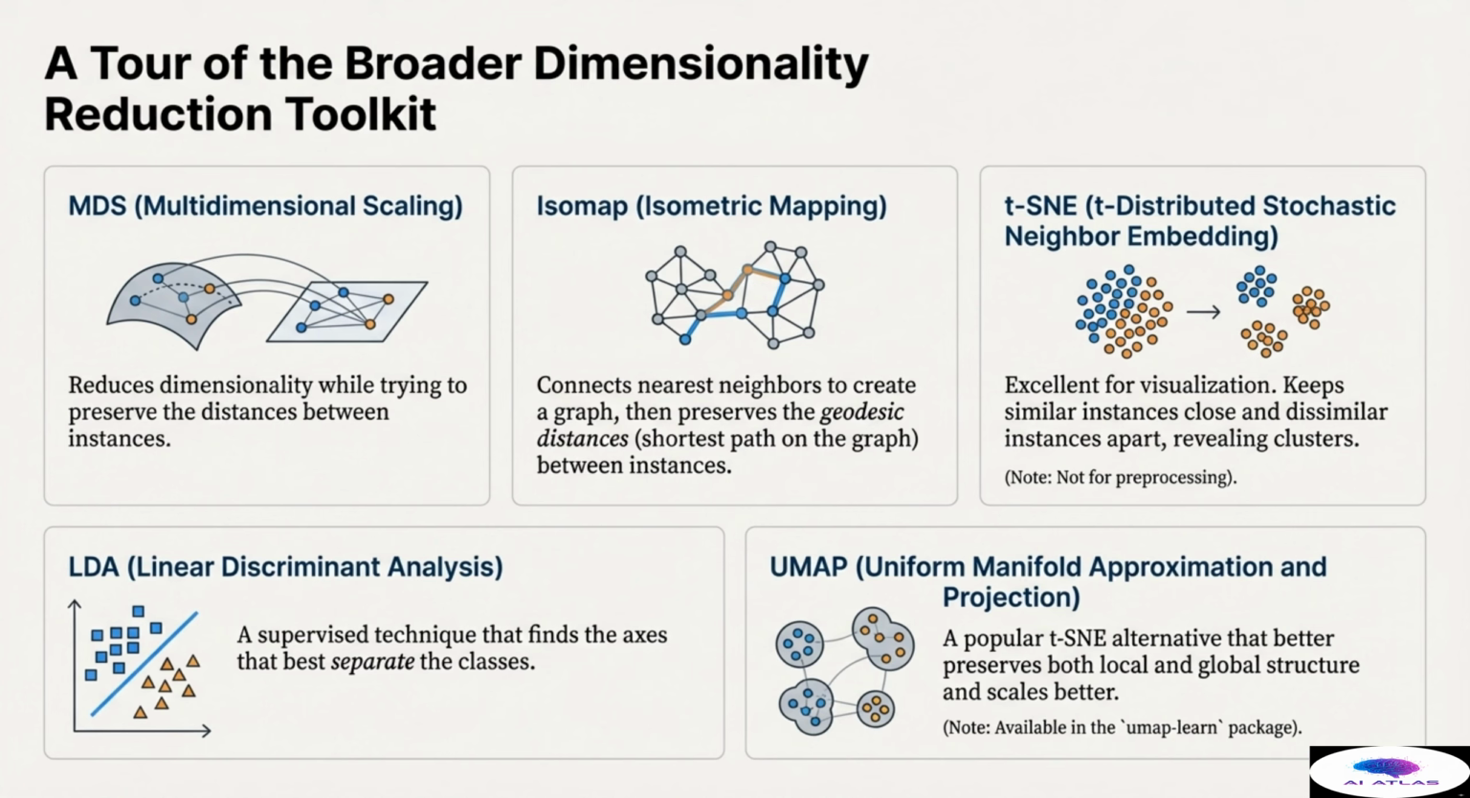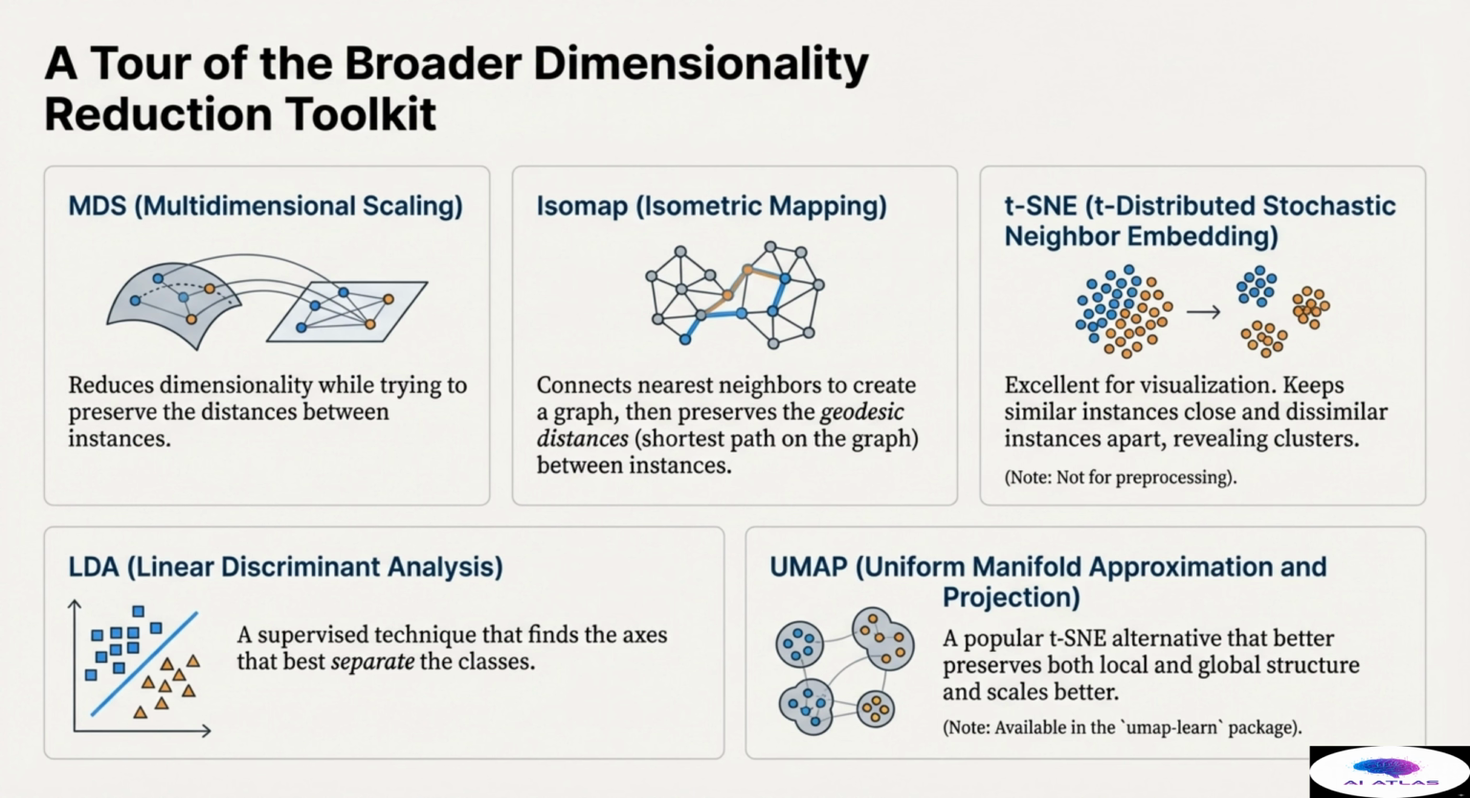is manageable. While PCA and LLE form the backbone of dimensionality reduction, a broader toolkit exists, offering specialized approaches tailored to specific goals. Multidimensional scaling, or MDS, is a technique that reduces dimensionality while striving to preserve the distances between all instances, making it useful when the global spatial arrangement is important. ISOMAP, or isometric mapping, connects nearest neighbors to construct a graph representation of the manifold, and then preserves the geodesic distances, which is the shortest path along the graph surface, effectively flattening the manifold.